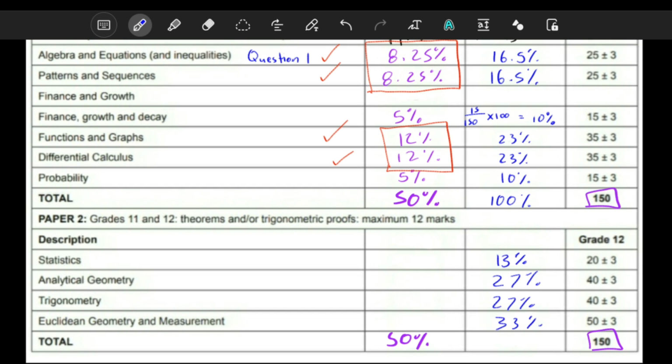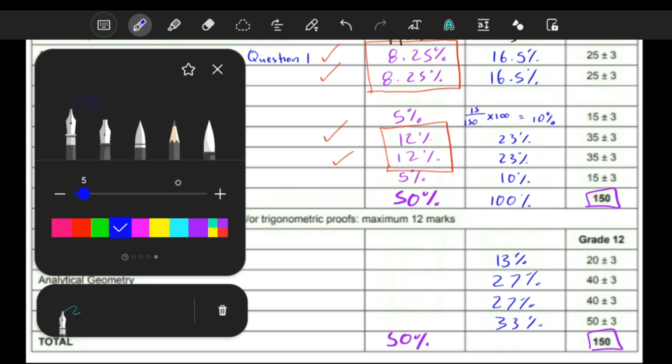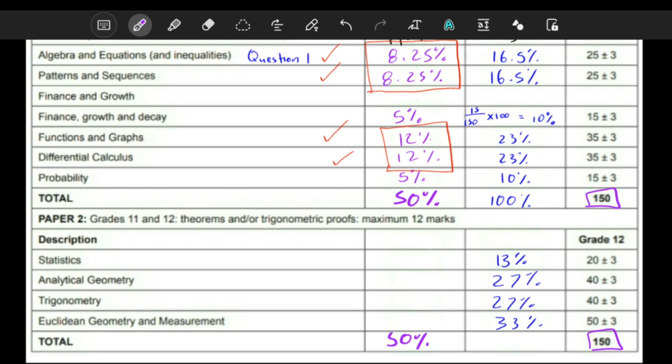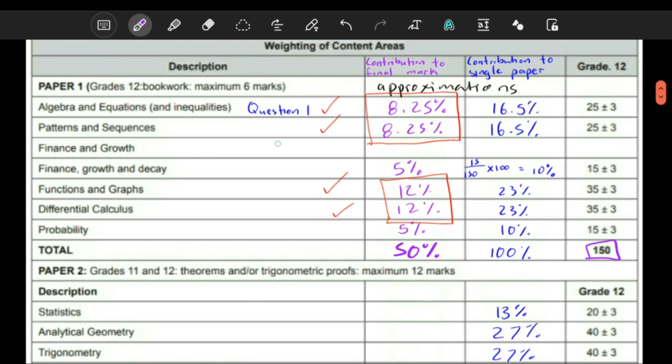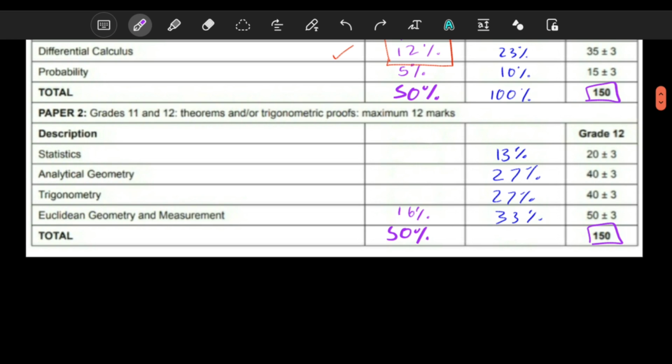Clearly, it's a bit of a no-brainer to say that most topics in paper 2 are somewhat important. However, if we do what we did here and divide all these by 2 as an approximation, this will roughly be like 16%, which is quite a lot. It's more than any of these topics individually. Trigonometry is approximately 14% if you divide by 2. Here, also approximately 14%. And then here, this is approximately just about 6%. And these are just approximations.